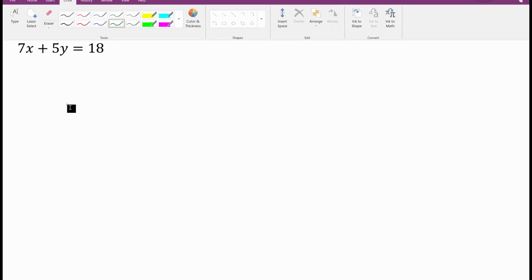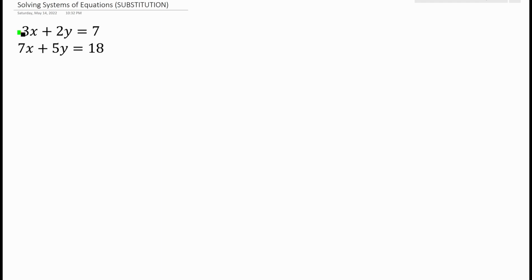So we're going to solve a system of equations using substitution. There are two different problems we have here: the one highlighted in green, and the one highlighted in pink/purple. I'm going to solve first for the equation in green, and we're going to solve for x.